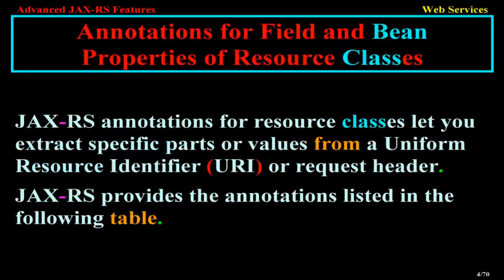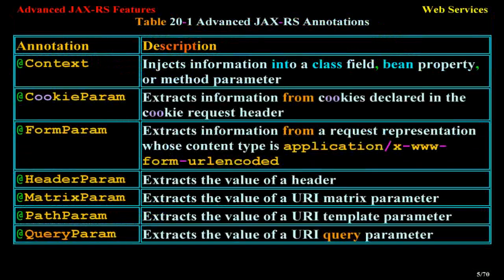Annotations for field and bean properties of resource classes. JAX-RS annotations for resource classes let you extract specific parts or values from a Uniform Resource Identifier (URI) or request header. JAX-RS provides the annotations listed in the following table. Table 20-1, Advanced JAX-RS Annotations. Annotation description. Context injects information into a class, field, bean property, or method parameter.